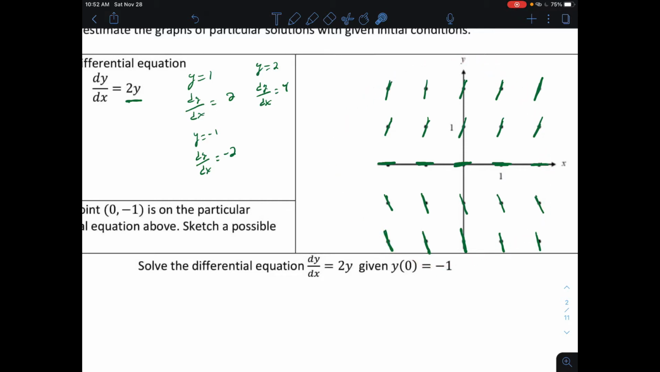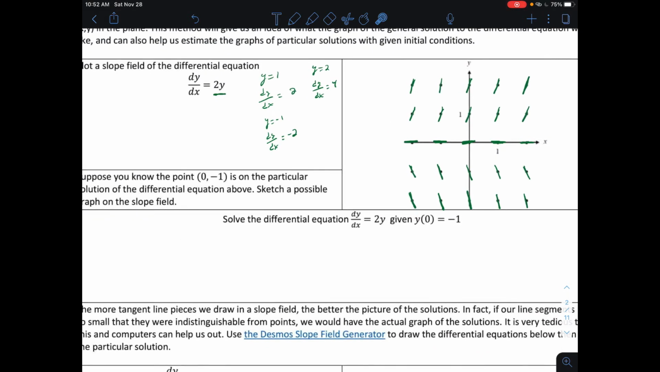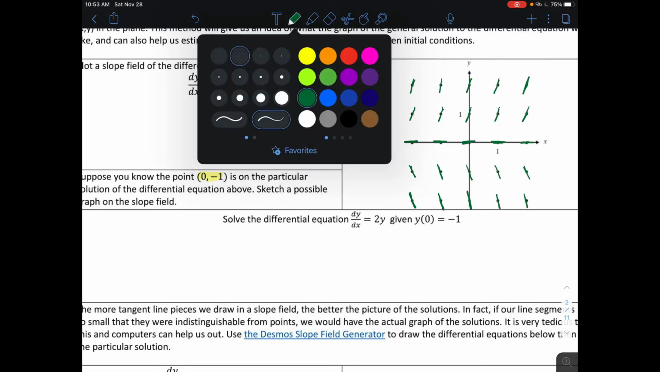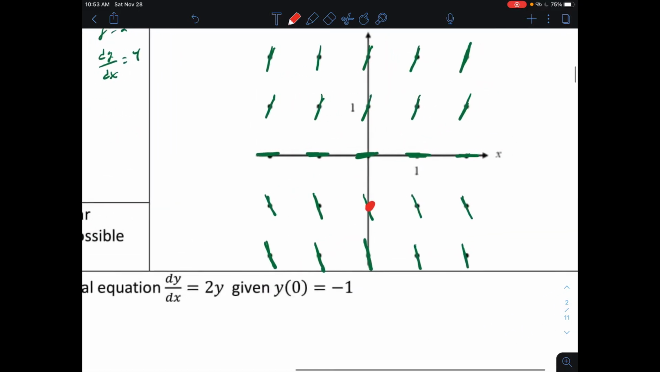And so you're trying to figure out, all right, what could that possibly represent? Well, let's say we know that the point 0, negative 1 is on the particular solution. So I'm going to use this coordinate and say that 0, negative 1 lies on this curve. And so I'm going to put a dot there. Now, when I'm trying to sketch, what the slope field tells me is that at or around that given x value, we're going to match that slope. So I'm going to have that same slope right there.